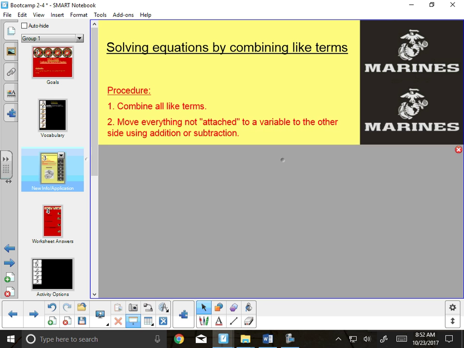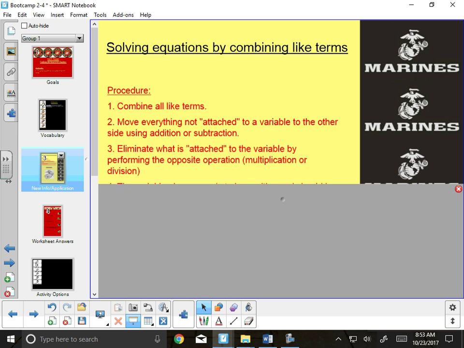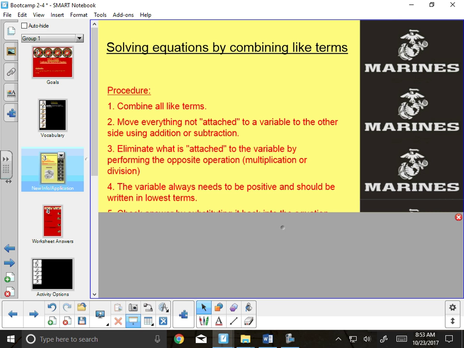Step 2, you're going to move everything not attached to the variable, so the not like terms, to the other side using addition or subtraction, which is the opposite operation. Step 3, you're going to eliminate what is attached to the variable by performing the opposite operation of multiplication or division. Step 4, the variable always needs to be positive and should be written in lowest terms. So if it's a negative x, you're going to want to make sure you divide by -1 to get that to be positive.